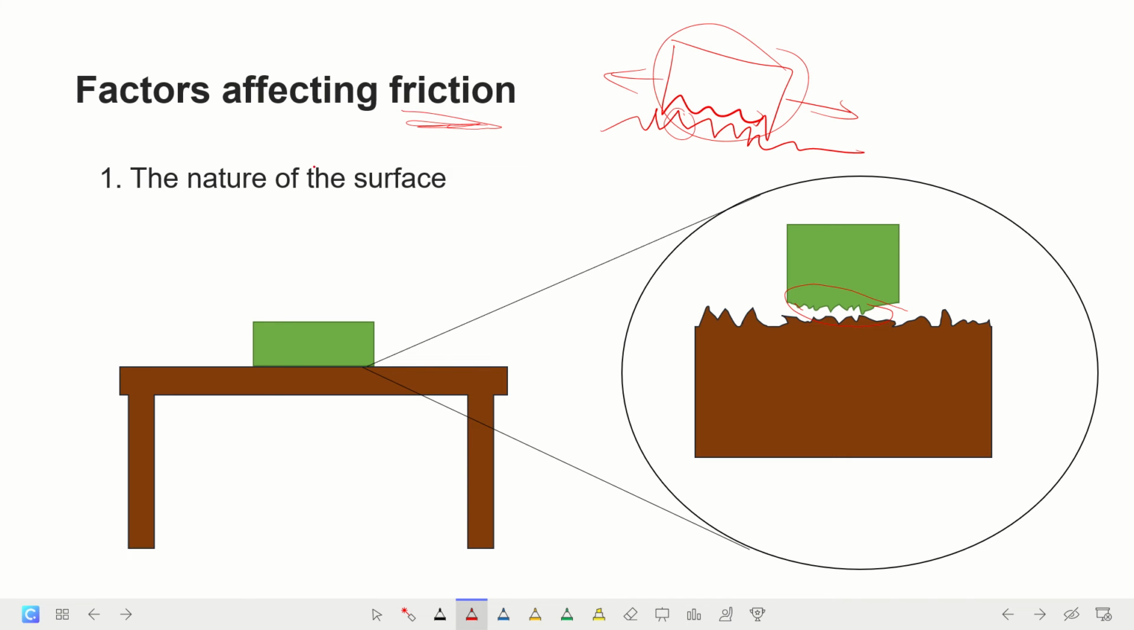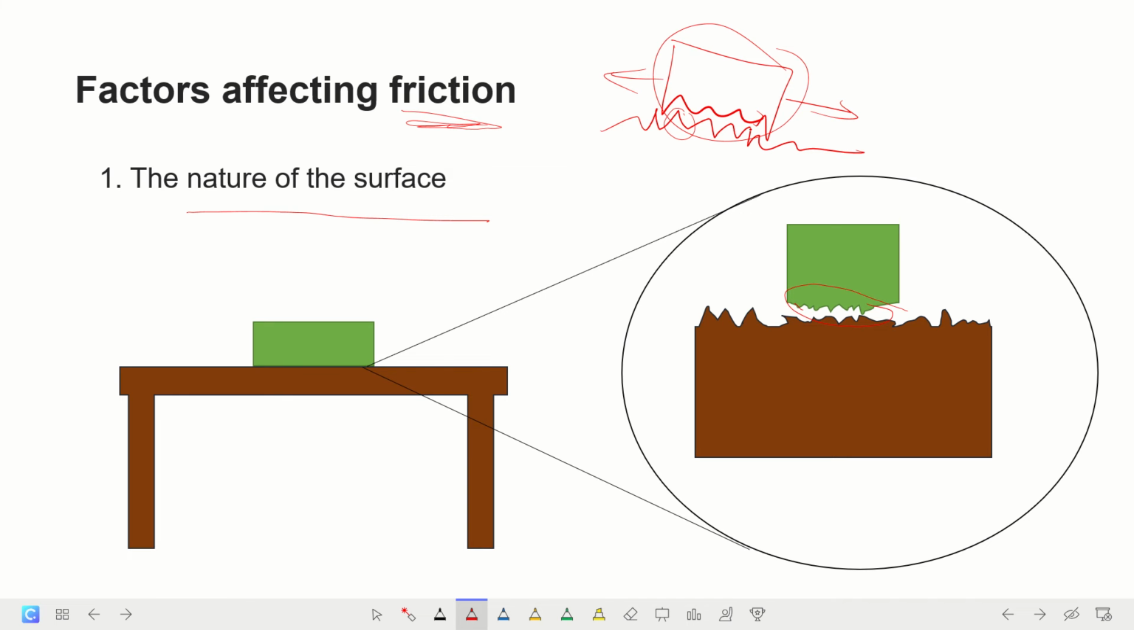So we need to consider the nature of the surface. Different objects and different surfaces are composed of different materials. So depending on the materials that compose a surface or an object, the value of the friction force that will be experienced by a body will also differ.